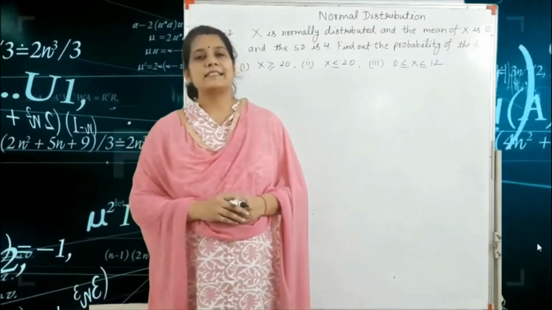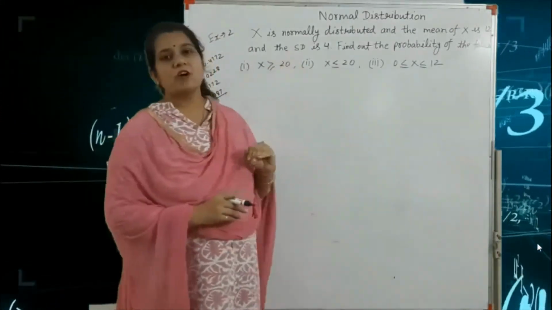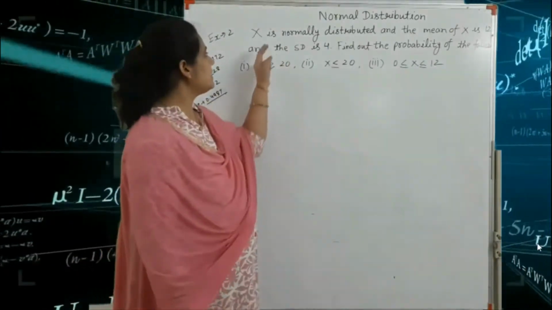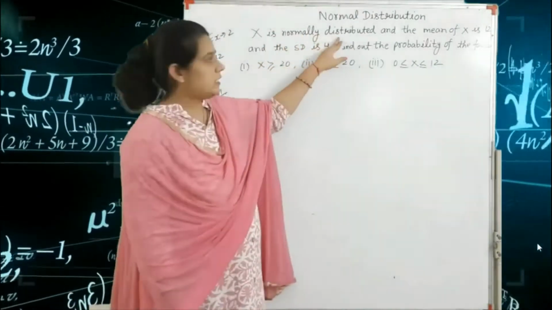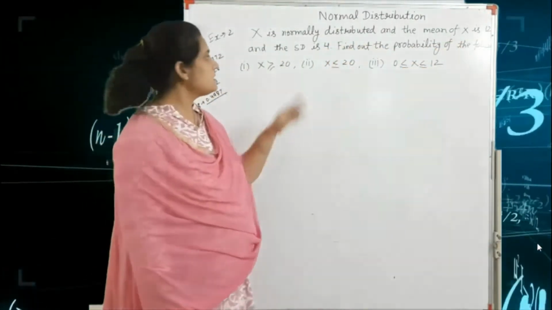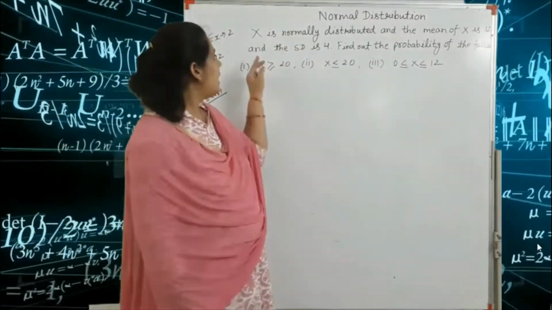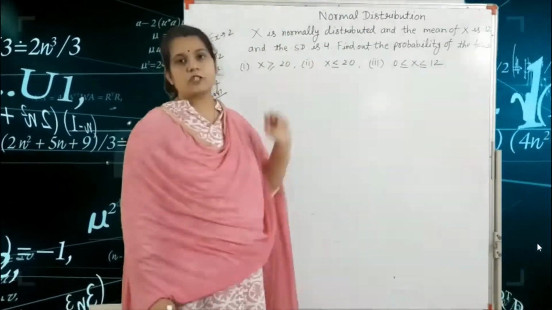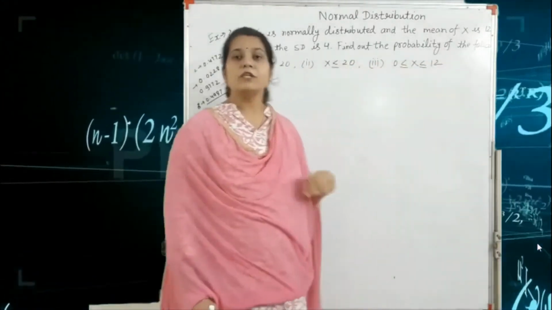So let's start our quiz session. This is the second example of the normal distribution. The example is x is normally distributed and the mean of x is 12. That means in this question the given mean is equal to 12 and the standard deviation is 4. So find out the probability of the following.